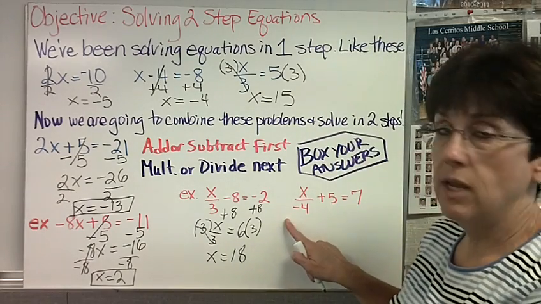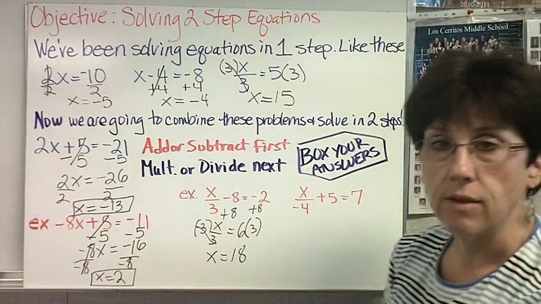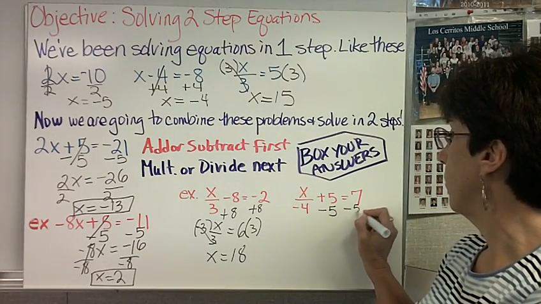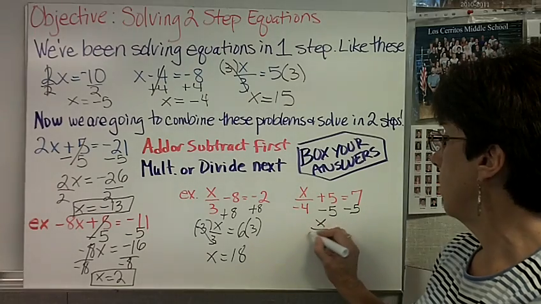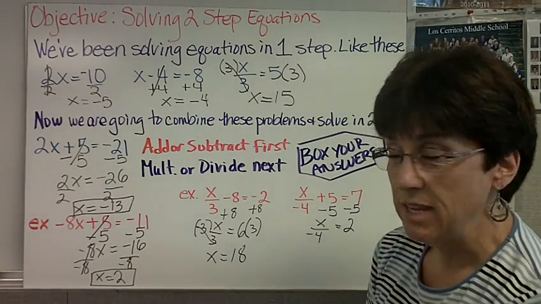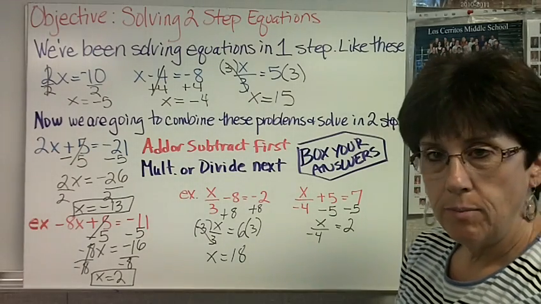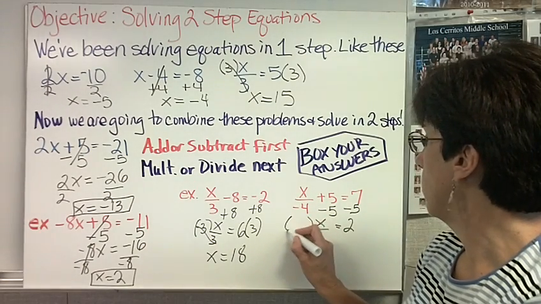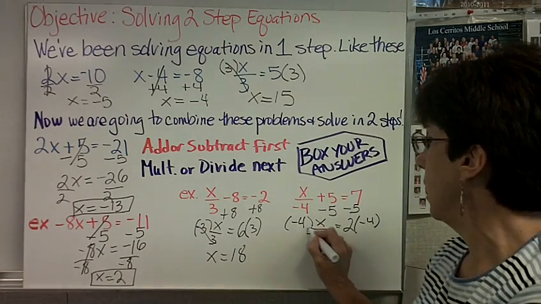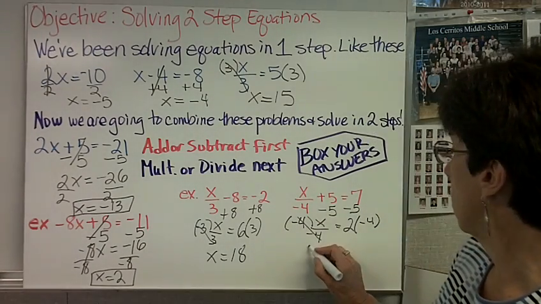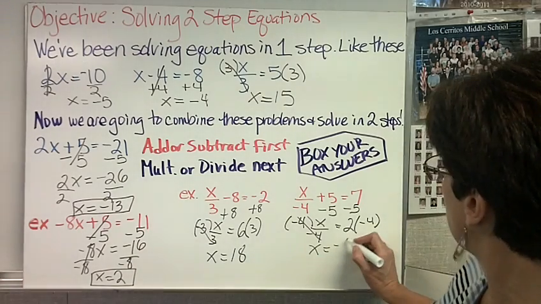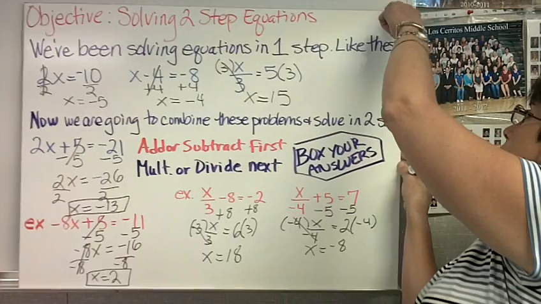Here's one more. X divided by -4 plus 5 equals 7. What do we do first? Subtract 5. X divided by -4 equals 2. With me? What's the opposite of divide by -4? Multiply by -4. Anything over itself cancels out. What's x going to equal? -8. All right. Couple more.